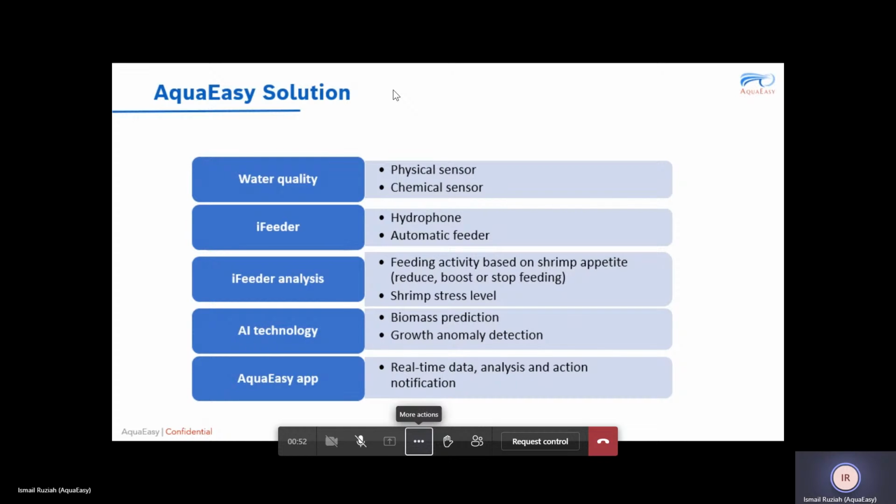I'll be sharing on the hardware portion. We'll go over a few subtopics like the overview and all the components: panel, feeder, hydrophone, the physical sensor, and then lastly the installation and the testing part.